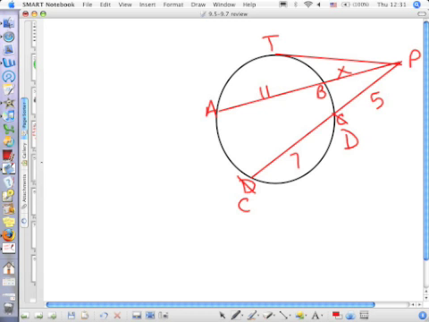How do we set it up? 5 times 12 equals x times x plus 7. Yeah.